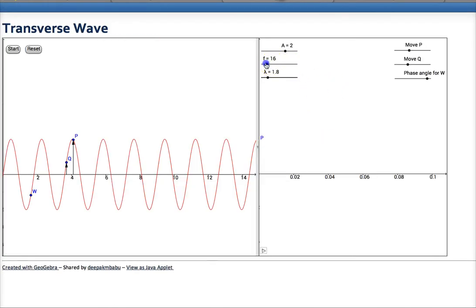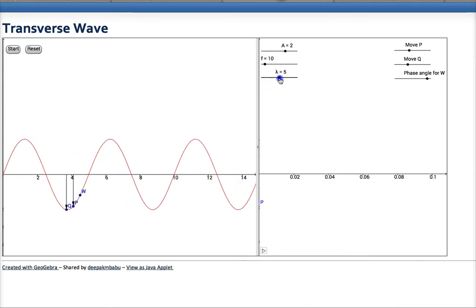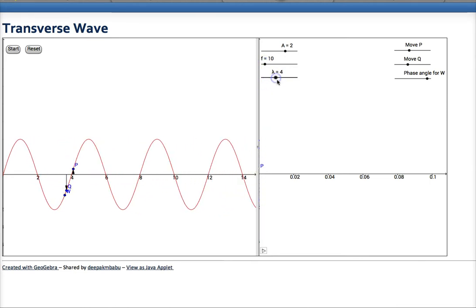Again, I set the frequency to 10. I set lambda at 4. Control plus F will clear the graph on the right. Well, I don't really care about that. I just need to get the left hand side running properly. Okay, so here we go.